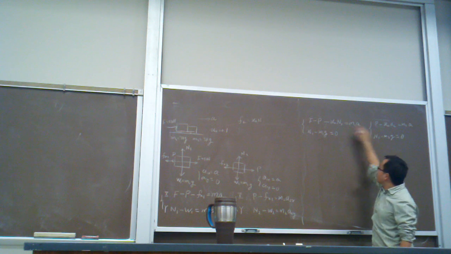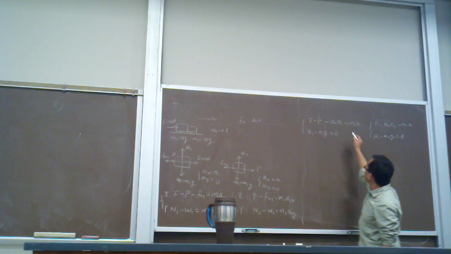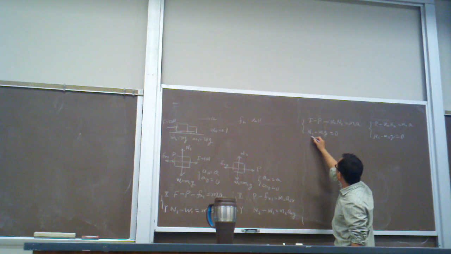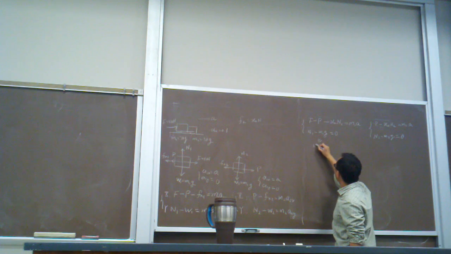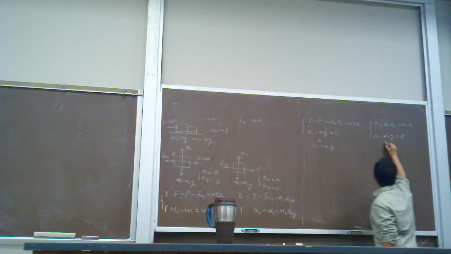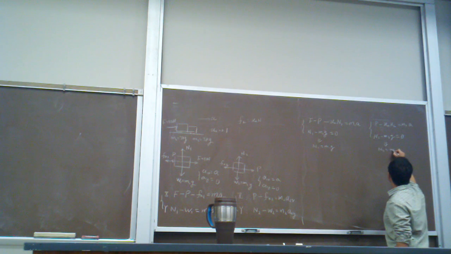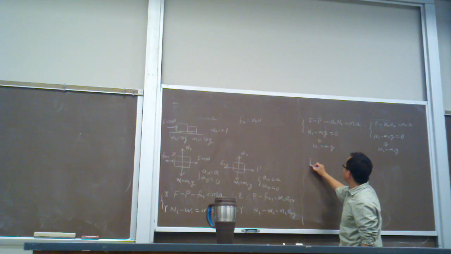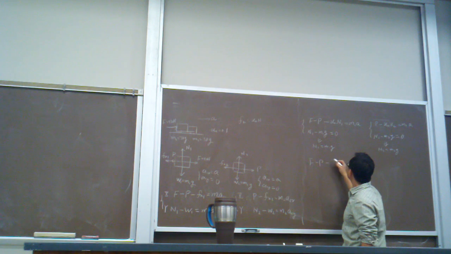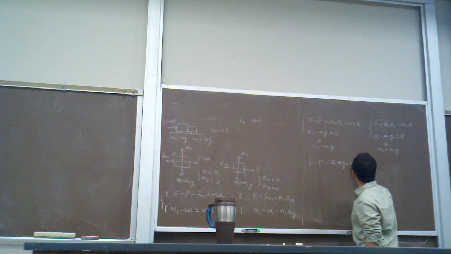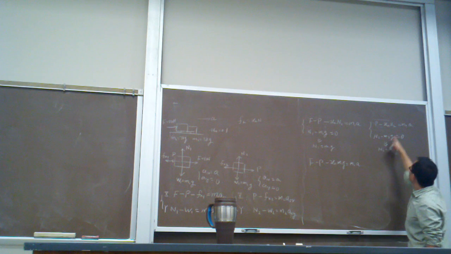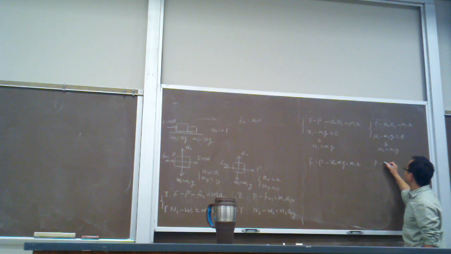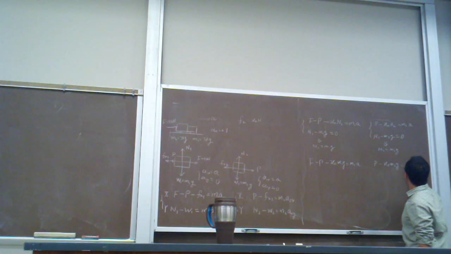equation for each here and here, then you will have only two equations here, right? Because from this you get N1 equals M1G, and from this you get N2 equals M2G. So if you substitute them back into the first equation, you are going to get F minus P minus mu K M1G equals M1A. And here, if you substitute N2, you get P minus mu K M2G equals M2A.